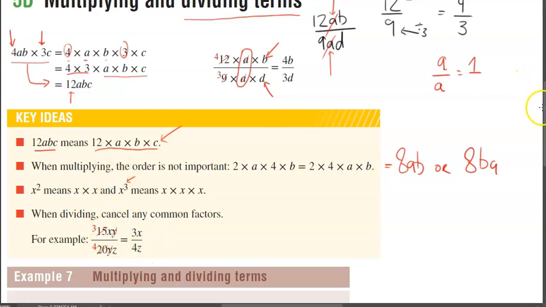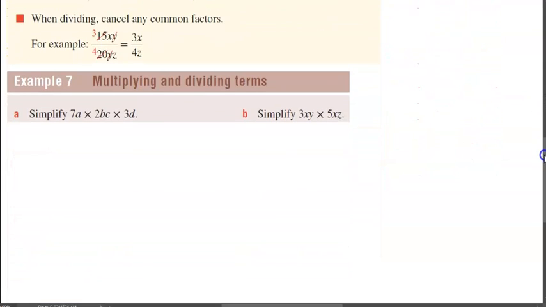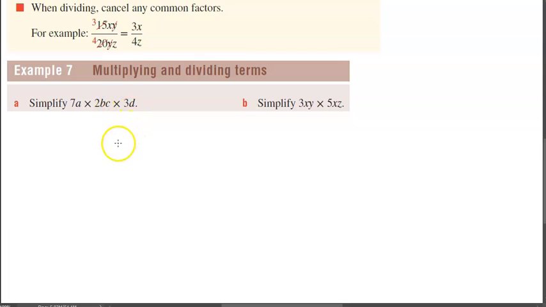We'll tackle some examples so you get a better intuitive feel of what's going on. First example here, we're going to simplify 7a times 2bc times 3d. So the first thing we want to do is write this out in expanded version. So it's 7 times a times 2 times b times c times 3 times d. And we want to make sure that all of it is being multiplied, there's no pesky pluses or minuses within there. They all have to be multiplied.